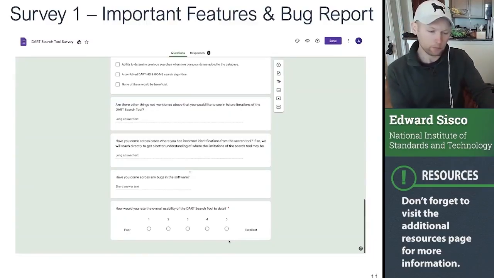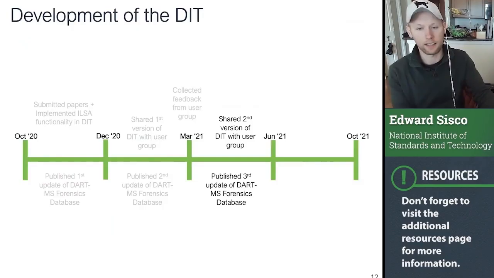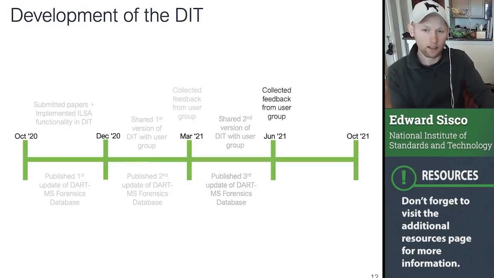And so we took the results from those surveys, went back to the drawing board, worked on a second version of the DIT internally. By this point, we had a software developer with us as well, helping to develop the overall experience of the program for everybody. And again, a few months later, we went back to our user group, shared the updated version that had things like reporting, different scoring metrics, different settings you could choose and change, the ability to load multiple mass spectra into a single search. And then again, we went through and collected user feedback.